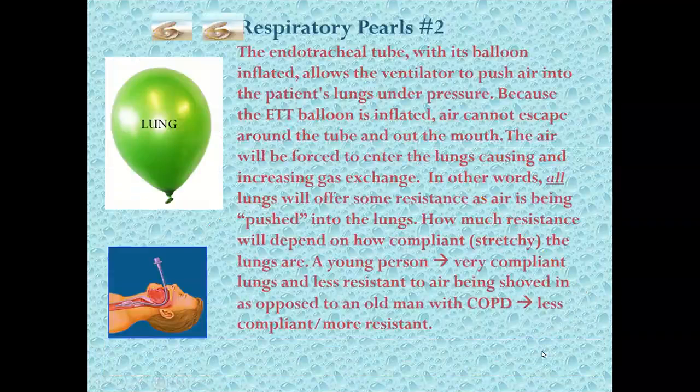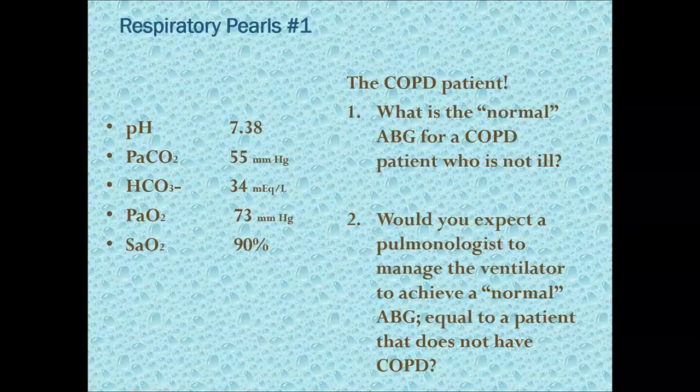That's the second question: would you expect the pulmonologist to manage the ventilator to achieve a normal ABG? In other words, would the physician say, hey, that CO2 is high, we can't wean this patient off the ventilator? The answer to that is no. As long as the pH is okay and the patient appears to be oxygenated, then this patient will likely be weaned off the ventilator, because these are considered to be essentially okay ABGs, and probably the patient can be weaned.